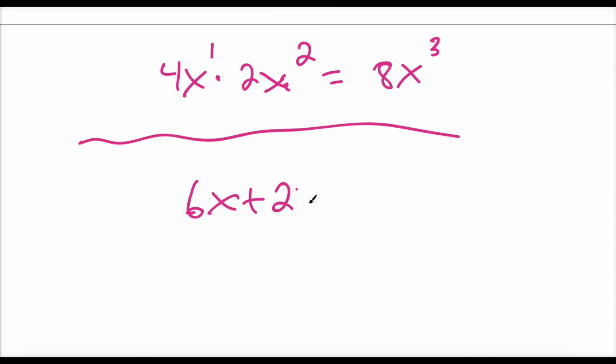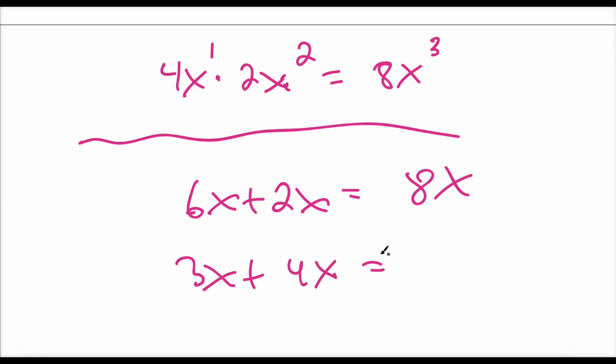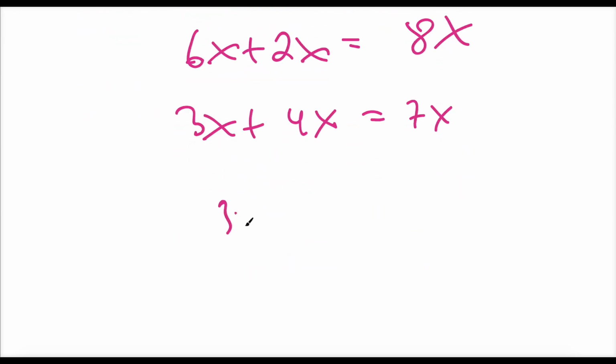Okay, so what about 6x plus 2x? 8x. What about 3x plus 4x? 7x. What about 3x squared plus 2x squared?